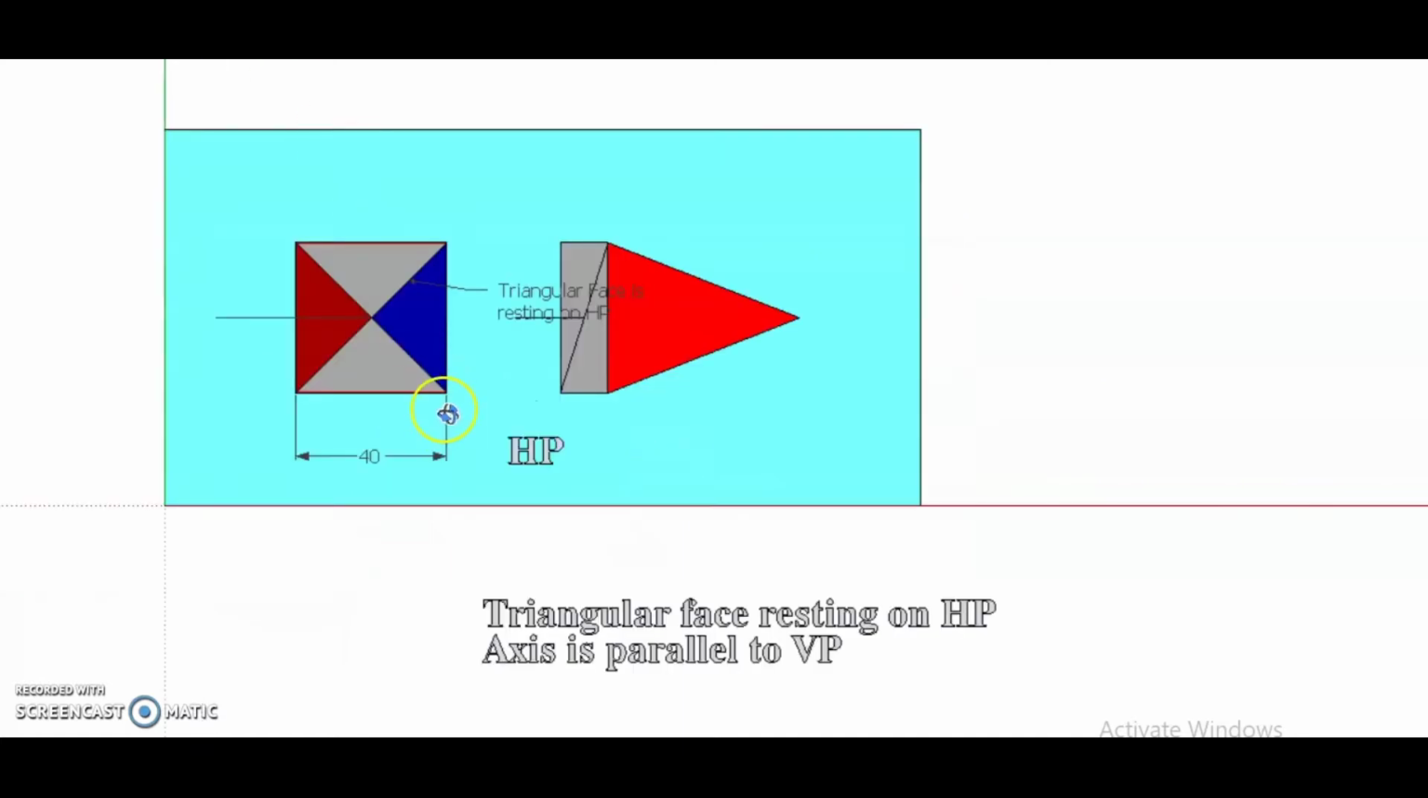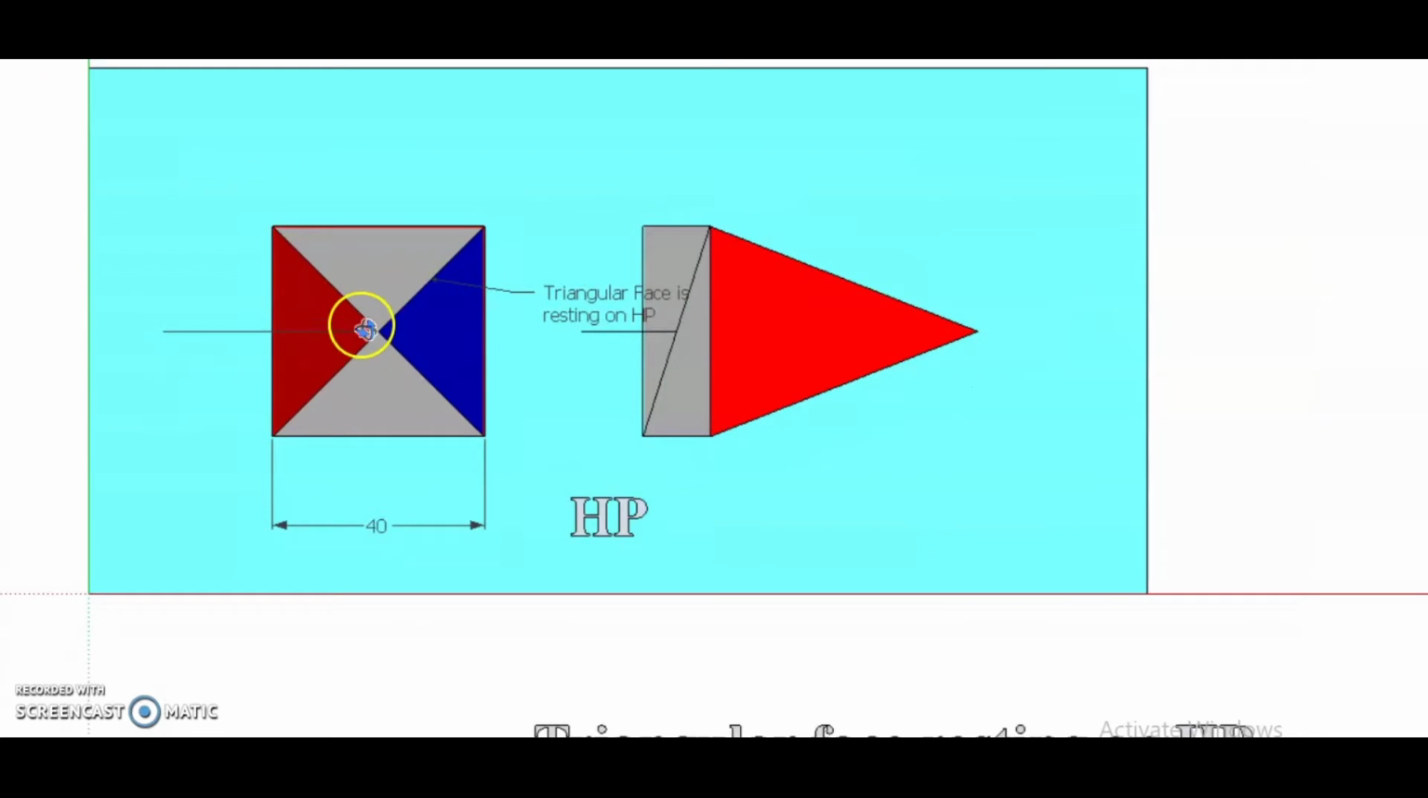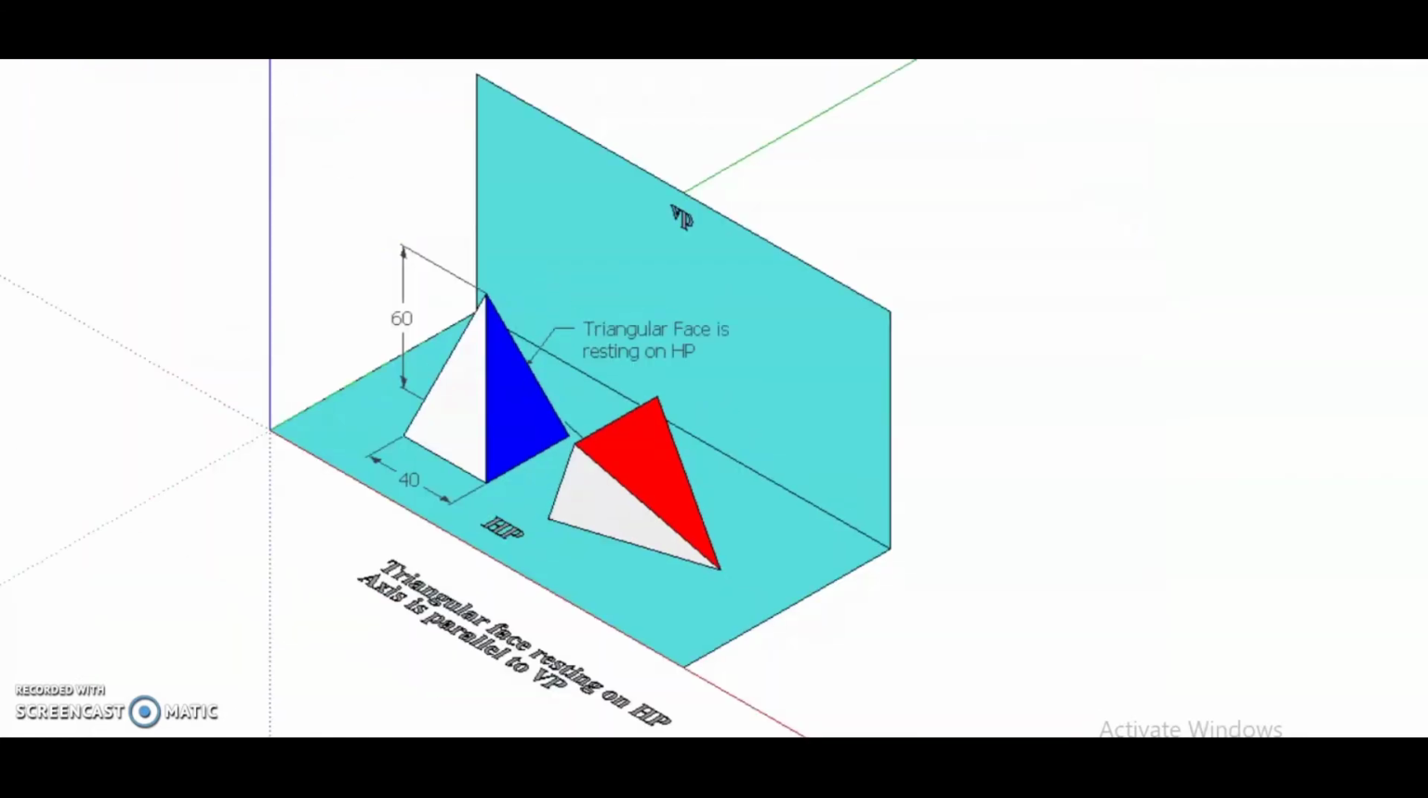In top view, in initial condition, all these triangular faces are visible, but in final inclined condition, only this triangular face and this bottom base are visible. So this slant edge and this slant edge are not visible, so they should be shown by dotted lines. This is a slant edge which we have to show by dotted line. Again this is another slant edge which we have to show by dotted lines. So this is our situation of the problem.